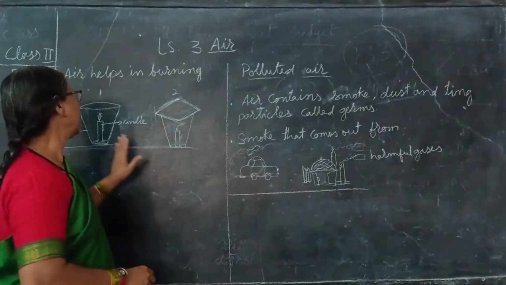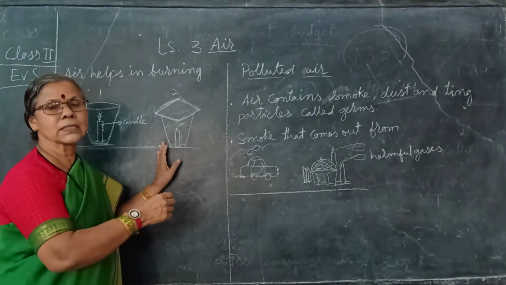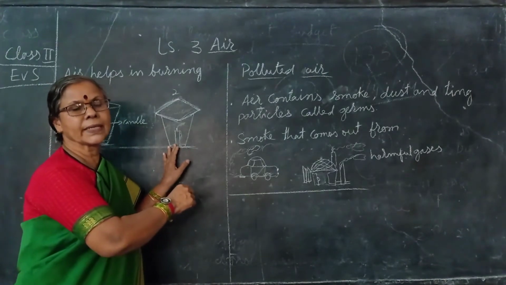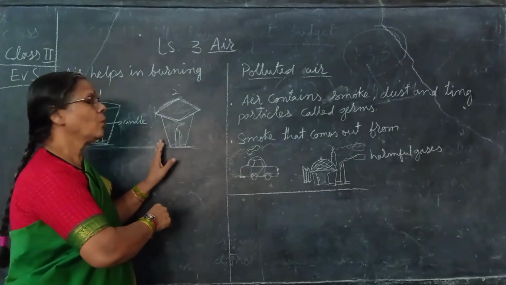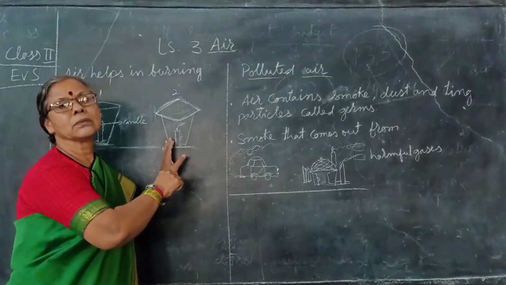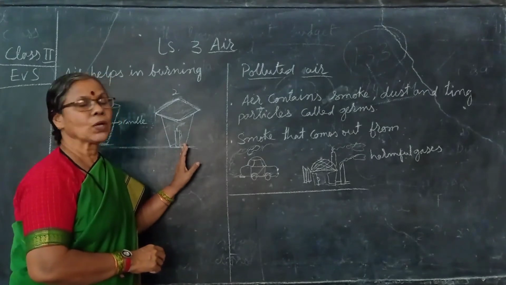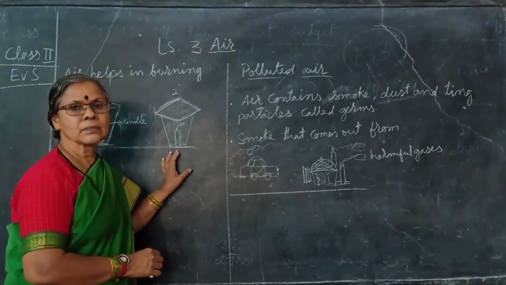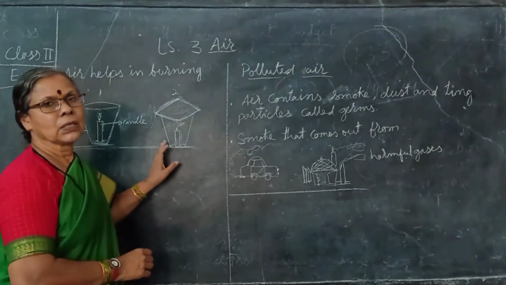Then it will be burning. After some time you can take a glass and invert it on the candle. Cover the candle with a glass beaker or jar. Then what do you think will happen? The candle will go out. It will not burn after some time. Why? Because air is not there inside the glass. That is why it goes out.